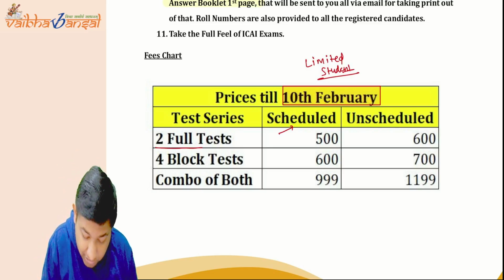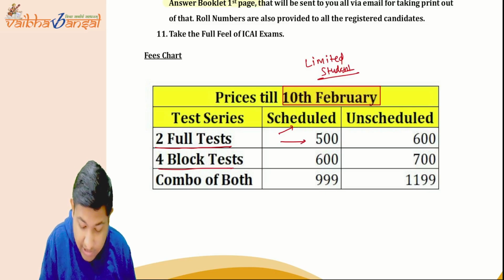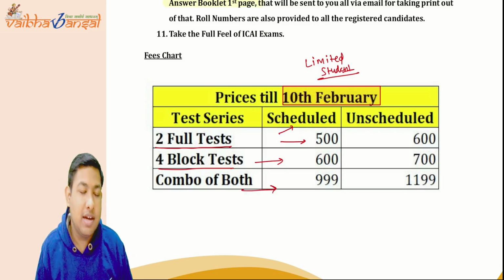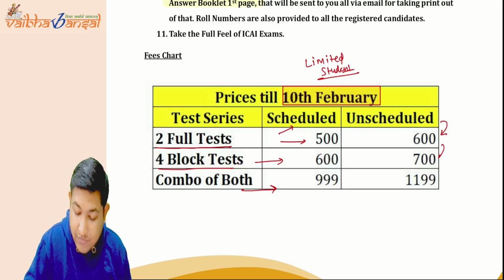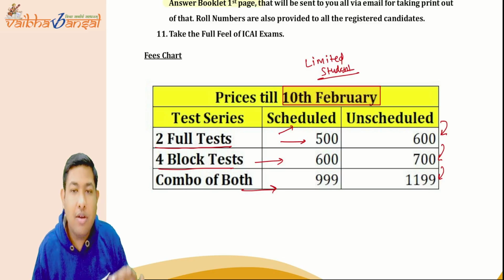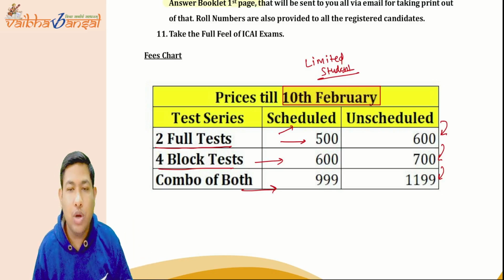That is why if you are taking the full two tests, it will be 500 rupees. Four block tests, 600 rupees, and the combo of both will be 1000 rupees or 999. For the unscheduled, 600, 700, and 1199. This will be the price for you, okay. But this price will be applicable till 10th February. After that, the prices are going to increase.